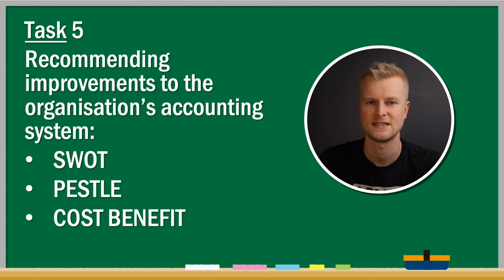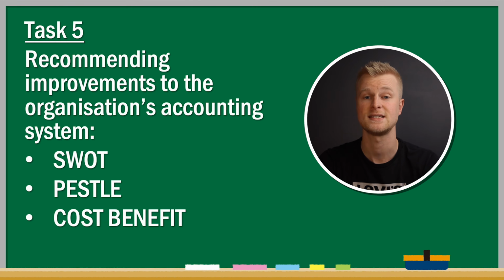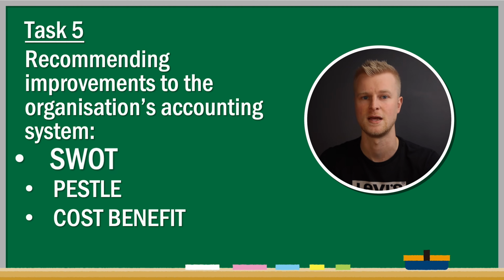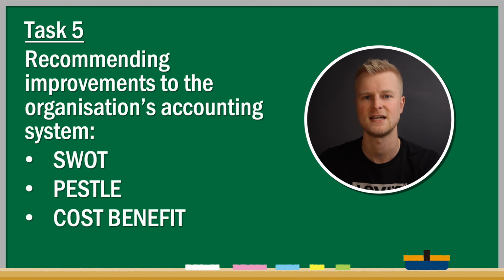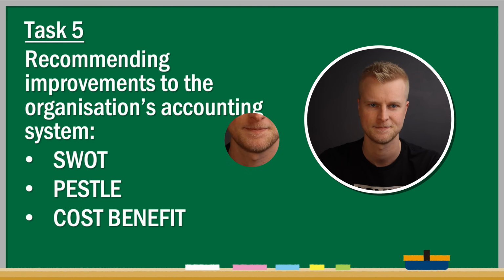Task 5 then, the last task, will have you recommending improvements to the organisation's accounting system. This includes the effects of changes on the users of the systems. Now this is another written task and can take the form of such as a SWOT analysis, a PESTEL analysis, or a cost-benefit analysis. Within the task, it's very important to be able to identify both financial and non-financial factors, and just as importantly, be able to provide recommendations for your points.